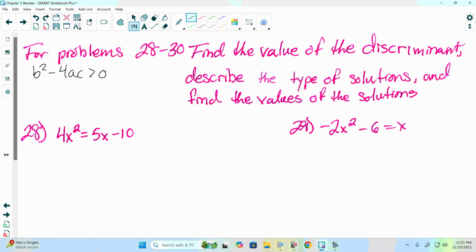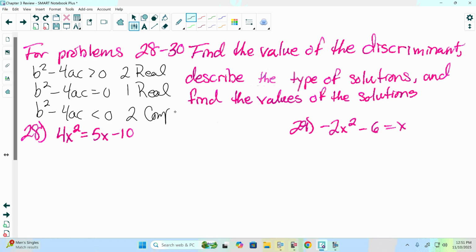Where we're picking up is our discriminant. Now, for the review sheet, I asked for the value of the discriminant, our b squared minus 4ac. We want to know what its value is. Second, we want to know the number and type of solution, so either 2 real solutions, 1 real solution, or 2 complex. And then the third thing the review asked for was the solutions. It actually asked you to solve it.